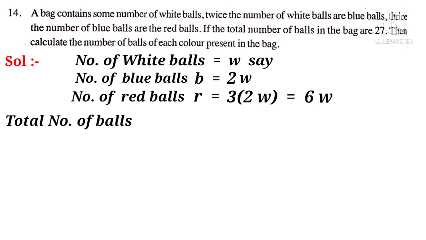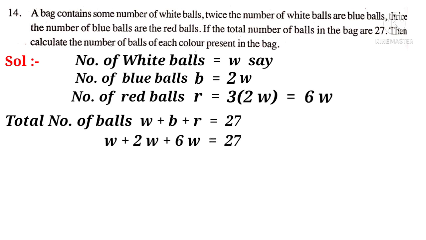Now total number of balls means w plus b plus r equal to 27, because total indicates the operation plus, and 27 indicates equal to 27. Now write w as it is. W plus 2w plus 6w is equal to 27, because write 2w in place of b, because b is equal to 2w. Write 6w in place of r, because r is equal to 6w.